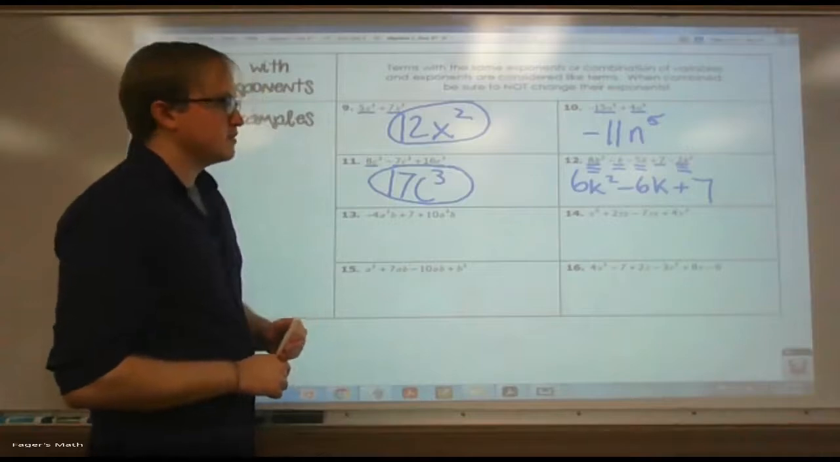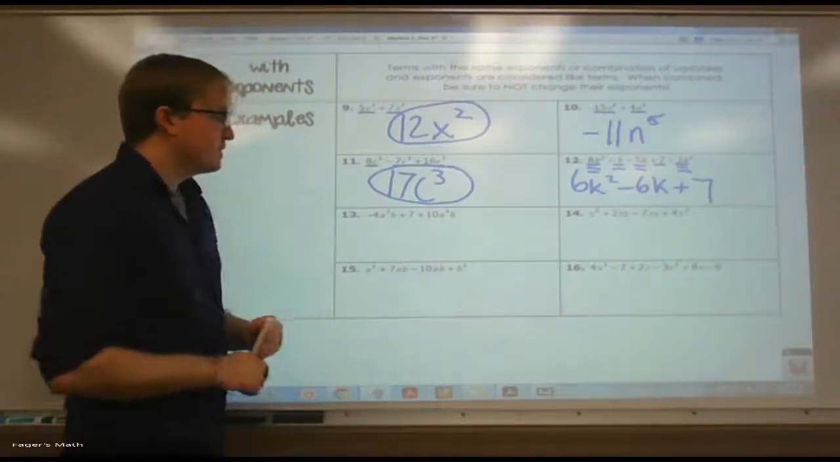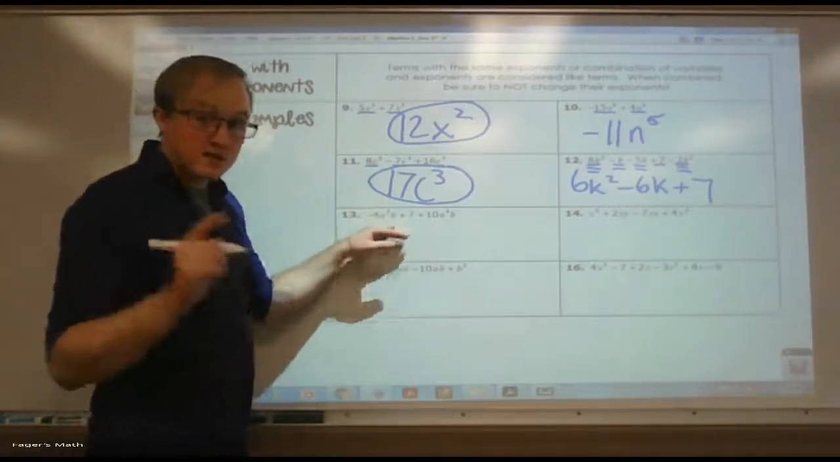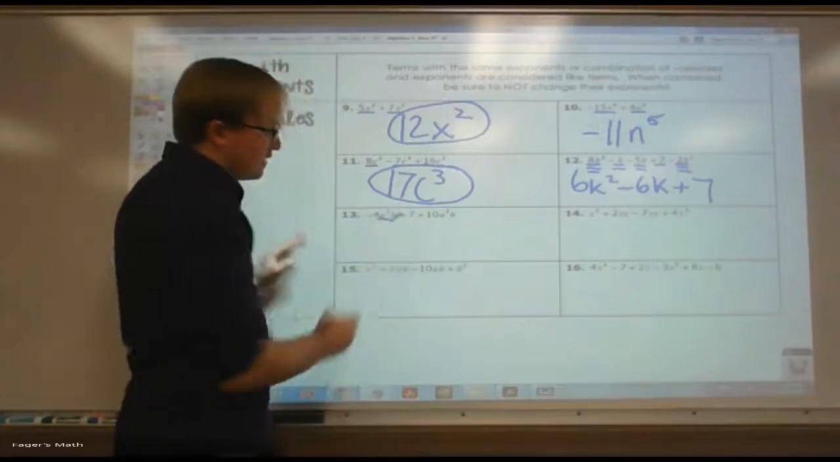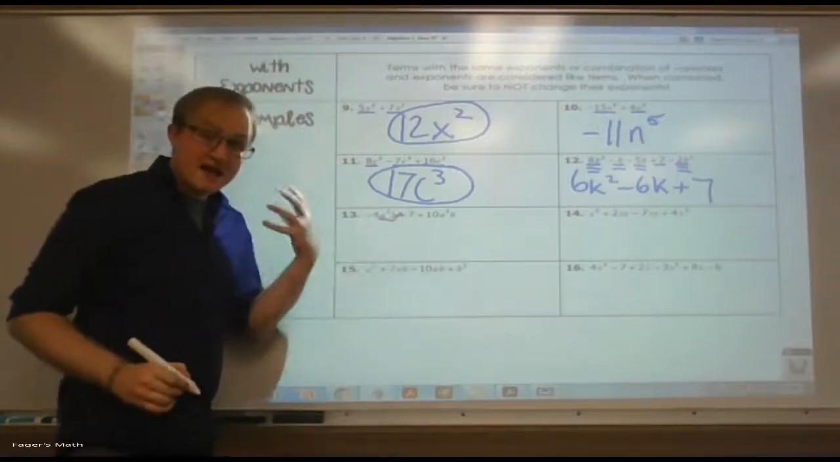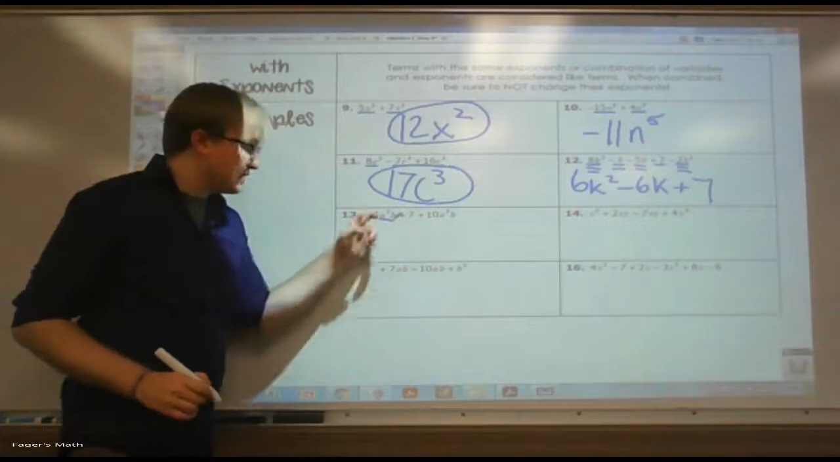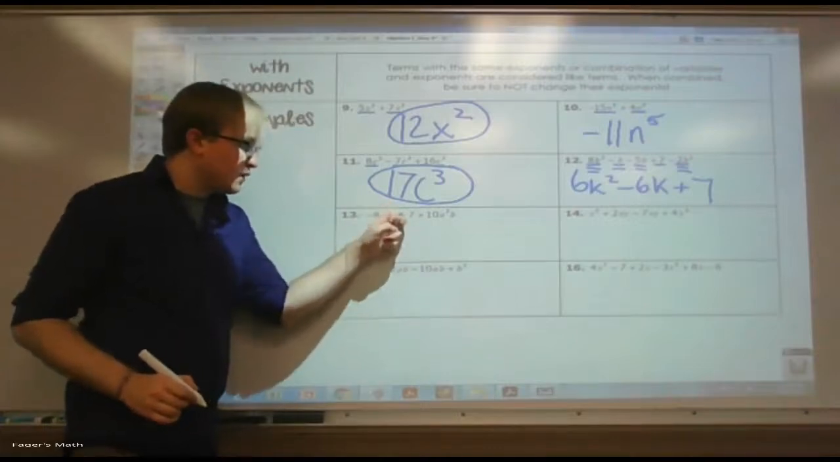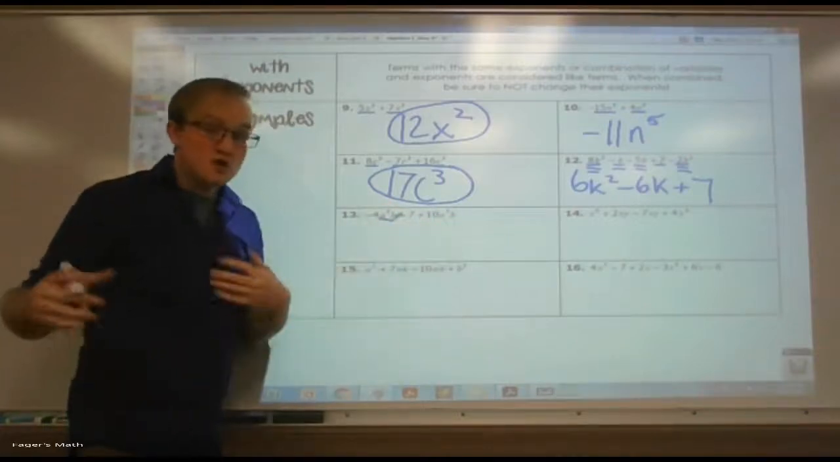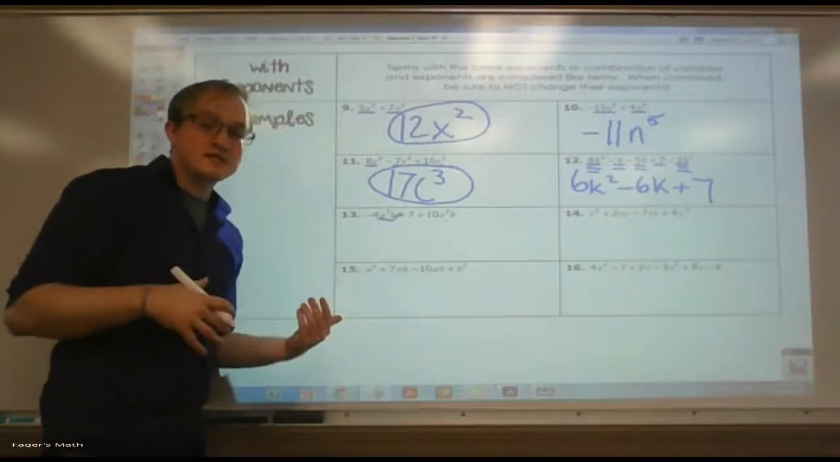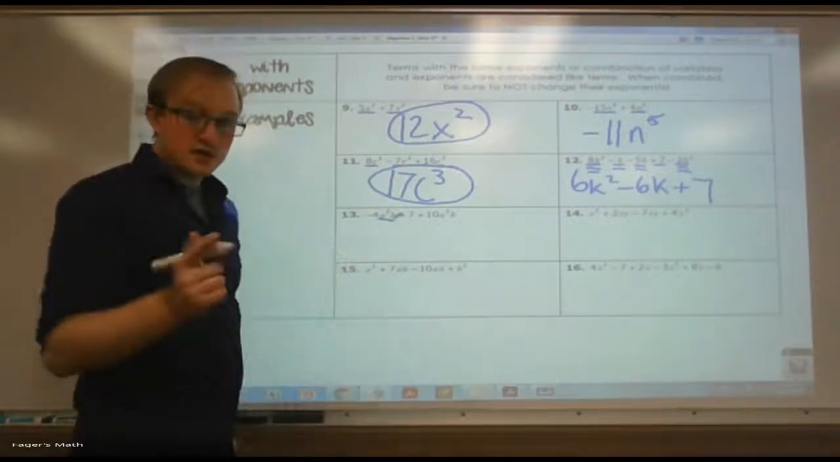Number 13, because I'll do it real quick. We need to be careful. In this case, notice that what we have is a squared b, a squared times b. That is our variable. If it was something else like a squared, b squared, and then this was a squared b, you wouldn't combine them because the exponents are not the same. Now in this case, the exponents are the same.